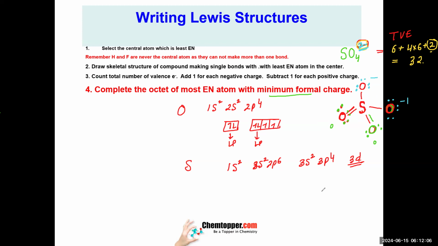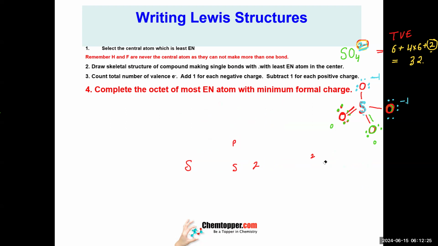Is it clear? There's a formal negative here, formal negative here. Check the formal charge on sulfur. 0. Check total number of electrons used. You have to check whether we have used all 32.